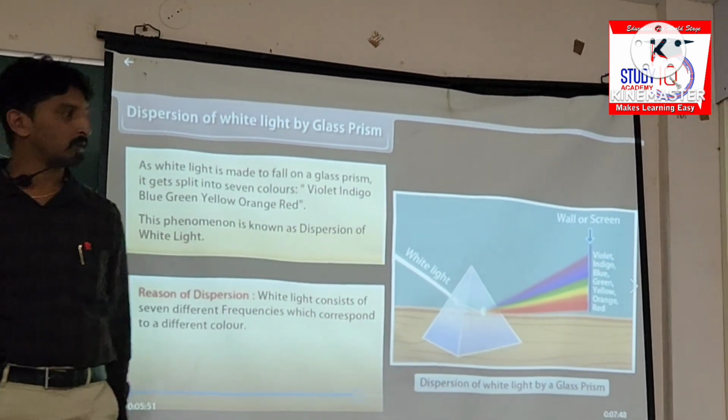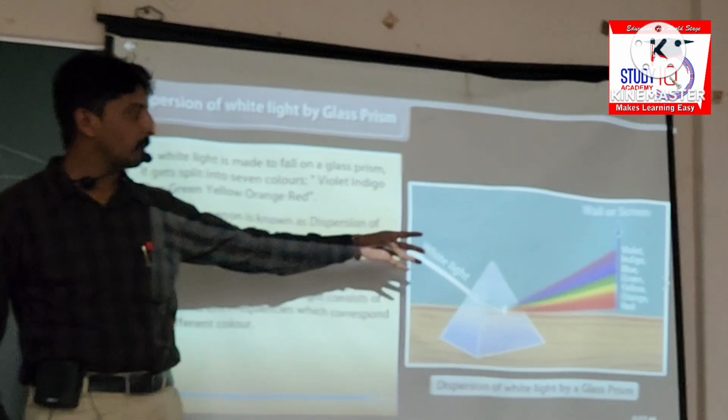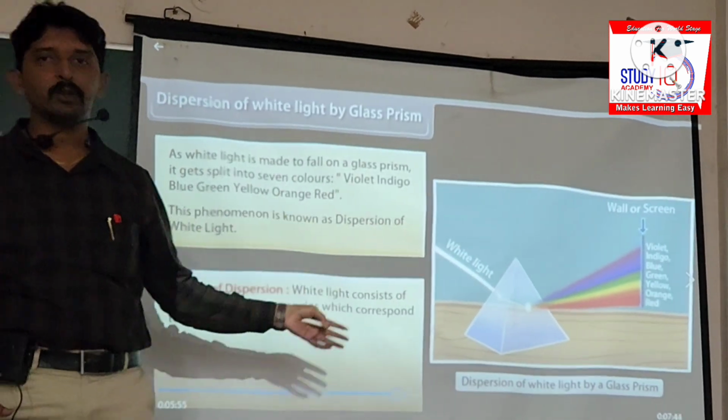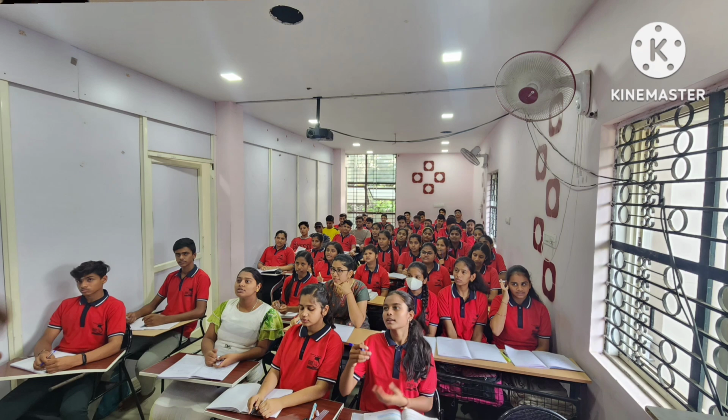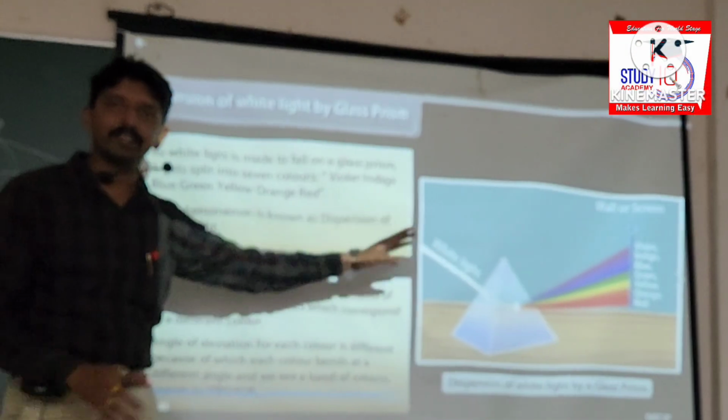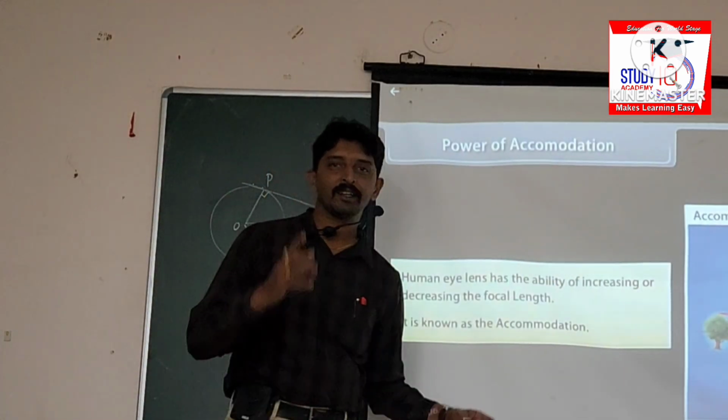The 7 colors are as follows: violet, indigo, blue, green, yellow, orange and red. Together it is called VIBGYOR. In total there are 7 colors whenever white light passes through the prism.